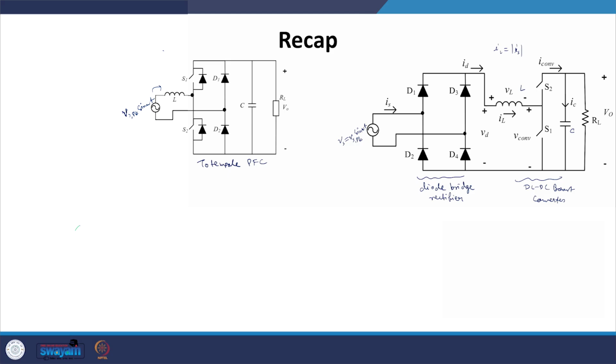We have also seen the average current control, where we were actually controlling the average value of the current drawn from the AC source. And then we have seen the voltage follower mode, where the converter will be in DCM mode, or discontinuous conduction mode. By doing this, automatically the peak of the current will have a sinusoidal variation, and that is when the average current is also nearly sinusoidal.